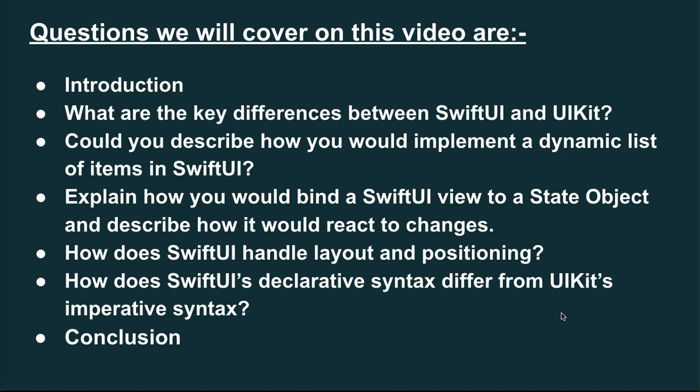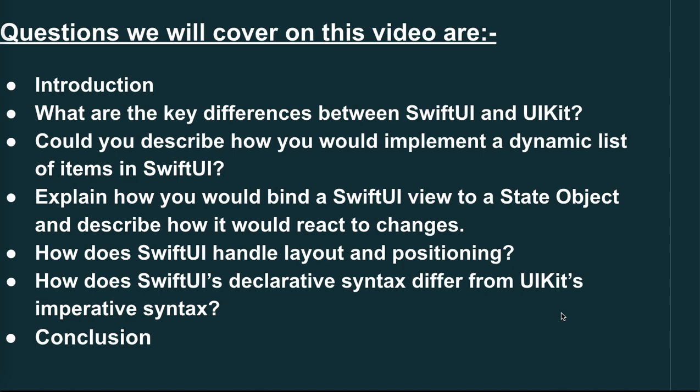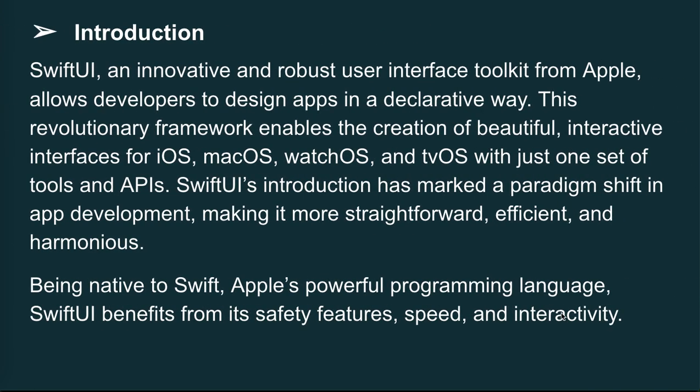The questions we will cover in this video are: introduction. What are the key differences between SwiftUI and UIKit? Could you describe how you would implement a dynamic list of items in SwiftUI? Explain how you would bind a SwiftUI view to a state object and describe how it would react to changes. And how does SwiftUI handle layout and positioning? How does SwiftUI's declarative syntax differ from UIKit's imperative syntax? And conclusion.